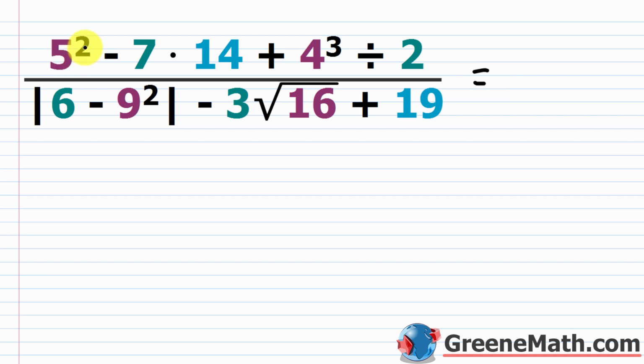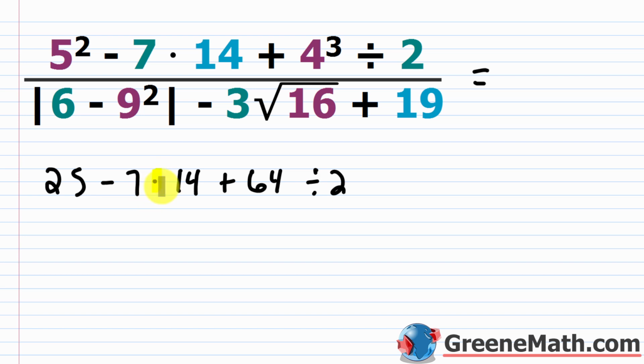So we have 5 squared and we have 4 cubed. Let's do those first. 5 squared is 25, so let me write that. And then I'll write minus 7, then times 14, and then plus 4 cubed, which is 64, and then divided by 2. So what is the next highest priority when we look at this? We have subtraction, multiplication, addition, and division. Well, multiplication and division are a higher priority, and they're on the same level, so you work them left to right. That means I want to do this multiplication first before I do this division.